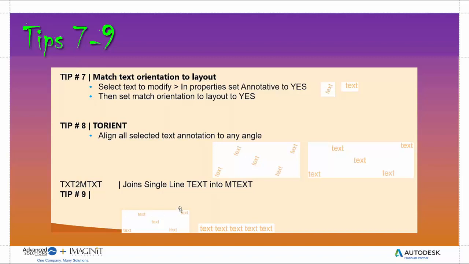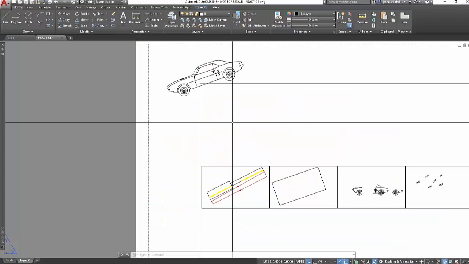Select multiple lines of single line text. It will force it to a single line of multi-line text together with all of the bells and whistles that multi-line text has available. Look at each of those here.